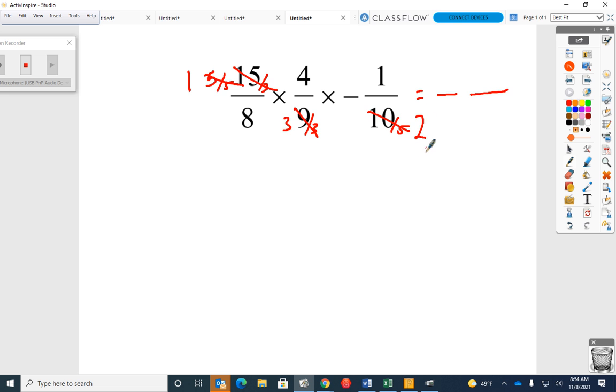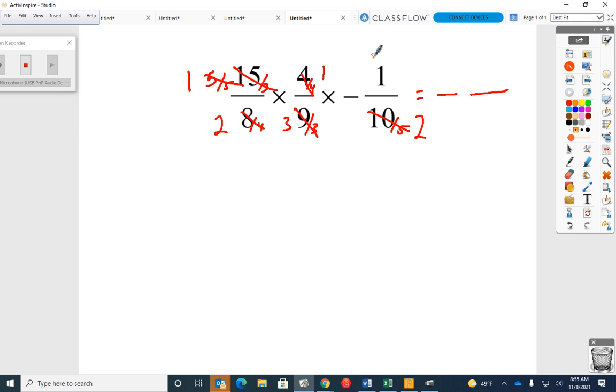Okay. I have a 4 and an 8. They're both divisible by, I could also do 4 and 2, but I'm going to do 4 and 8. What is both 4 and 8 divisible by? 4. What is 4 divided by 4? 1. What's 8 divided by 4? 2. Now let's multiply. 1 times 1 times 1.